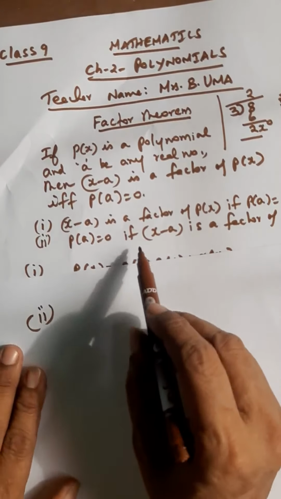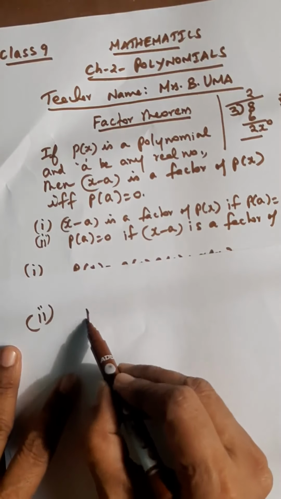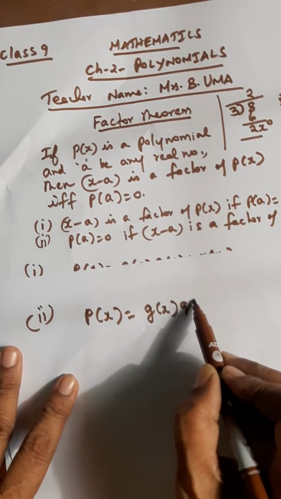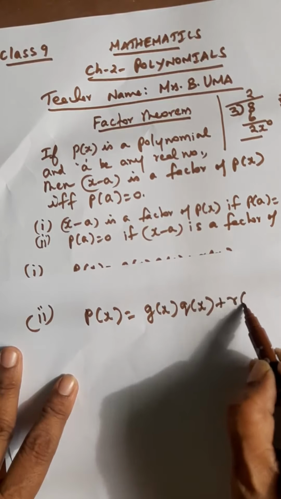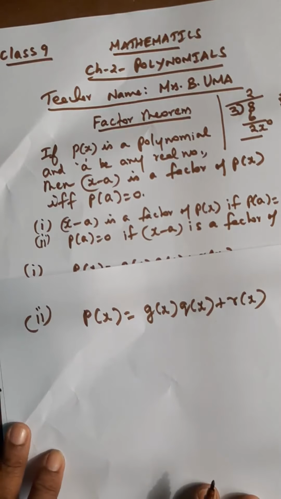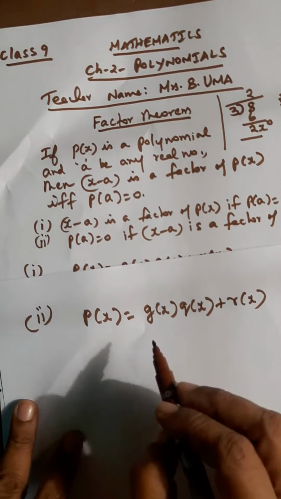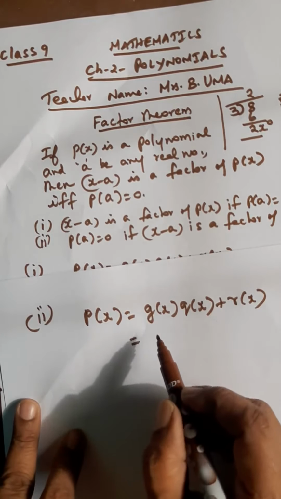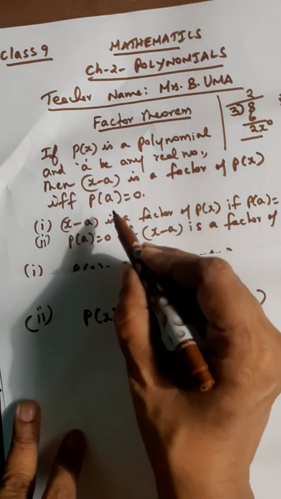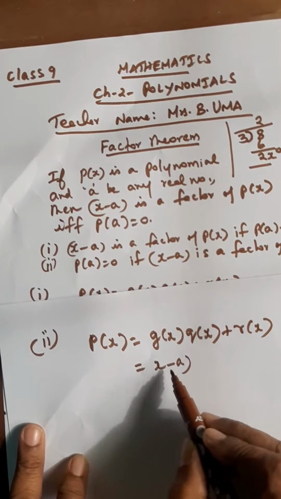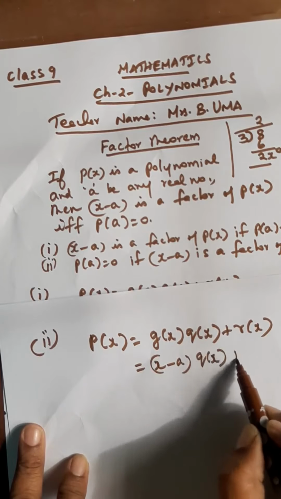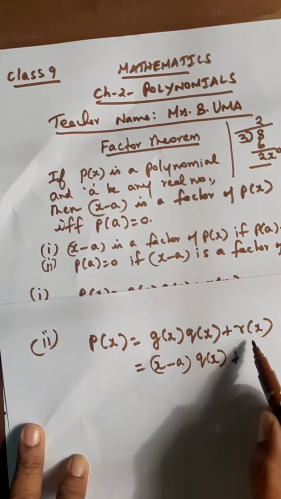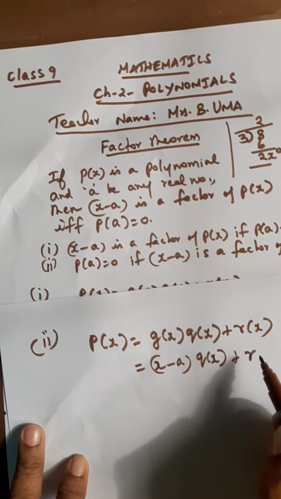We have to prove: if x minus a is a factor, with the same division algorithm, we will take P of x equals g of x, Q of x plus R of x. Here the same example we'll take later; first we'll prove it. Here g of x is a linear polynomial. And as I said, since the divisor degree is 1, the remainder degree should be 0. Thereby it becomes a constant, so no variable.